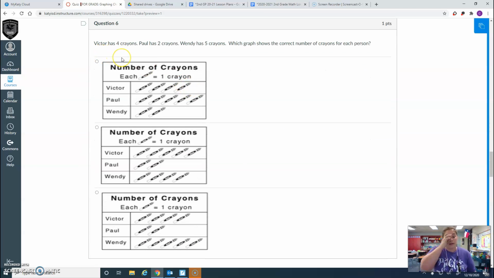Question 6. Victor has 4 crayons. Paul has 2 crayons. Wendy has 5 crayons. Which graph shows the correct number of crayons for each person?